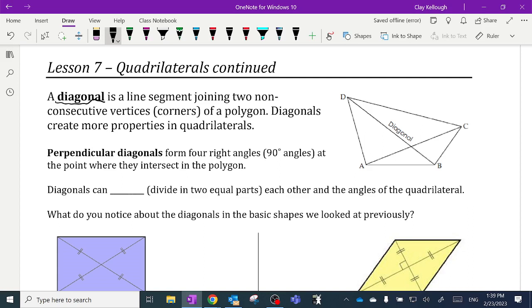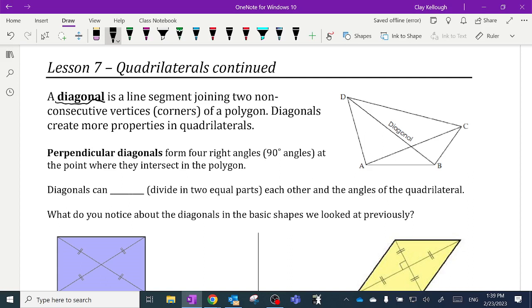And diagonals create properties in quadrilaterals. And just like we learned some properties of quadrilaterals yesterday in our lesson where we looked at their names and some of their features, like how their sides relate to each other in terms of their length, now we're going to take a look at how their diagonals make them behave.